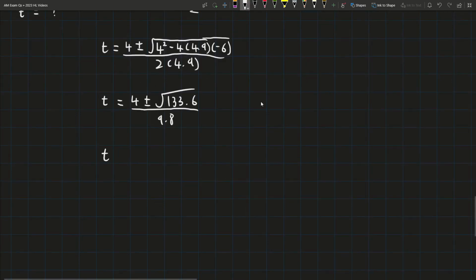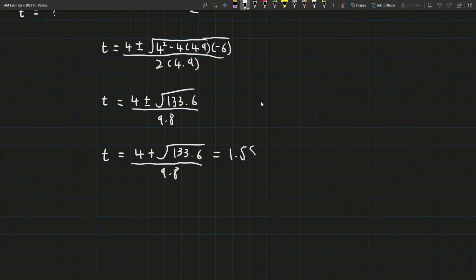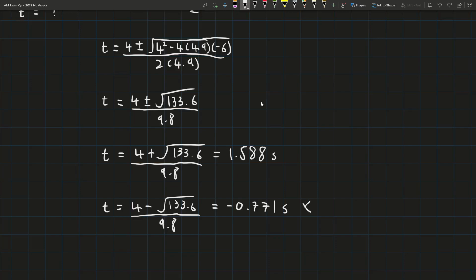So if we do the plus, we'll get 4 plus the square root of 133.6, all over 9.8, and that's equal to 1.588 seconds. And if we use the minus, we'll get 4 minus the square root of 133.6 all over 9.8, and that'll give us minus 0.771. So of course the second scenario isn't possible, therefore it has to be 1.588 seconds.